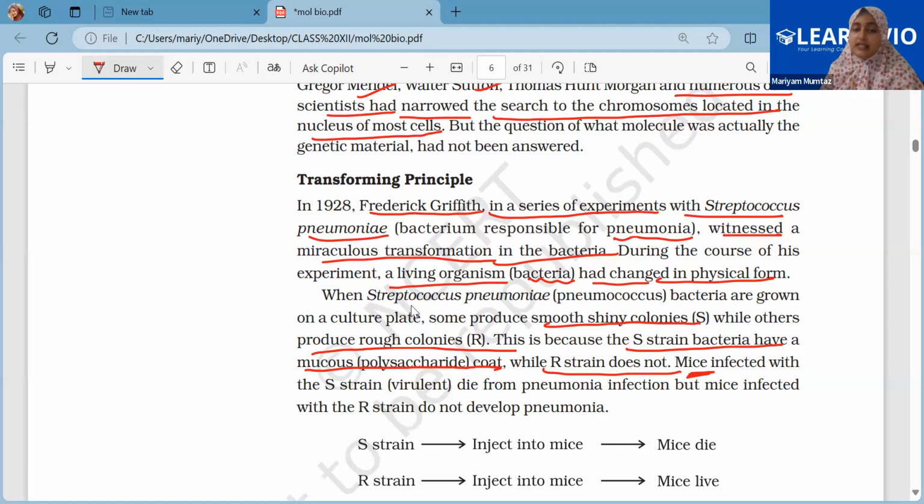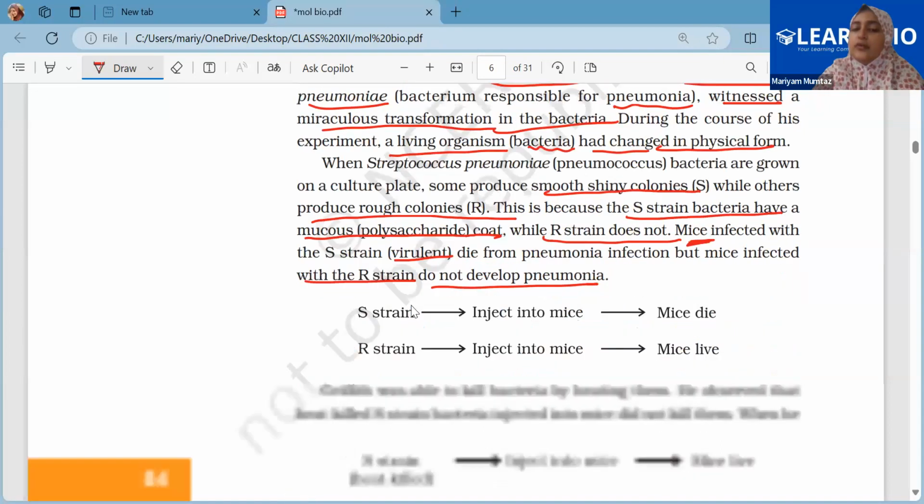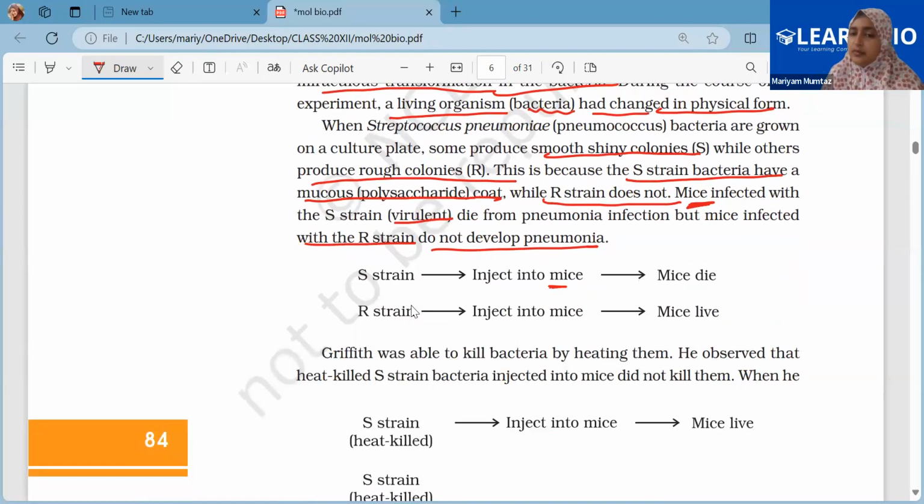Now, mice infected with the S strain, the virulent strain, where virulent means disease causing, potentially causing the mouse to die from pneumonia infection. But the mice infected with the R strain do not develop pneumonia. So when the S strain was injected, the mice died. When the R strain was injected, the mice lived.